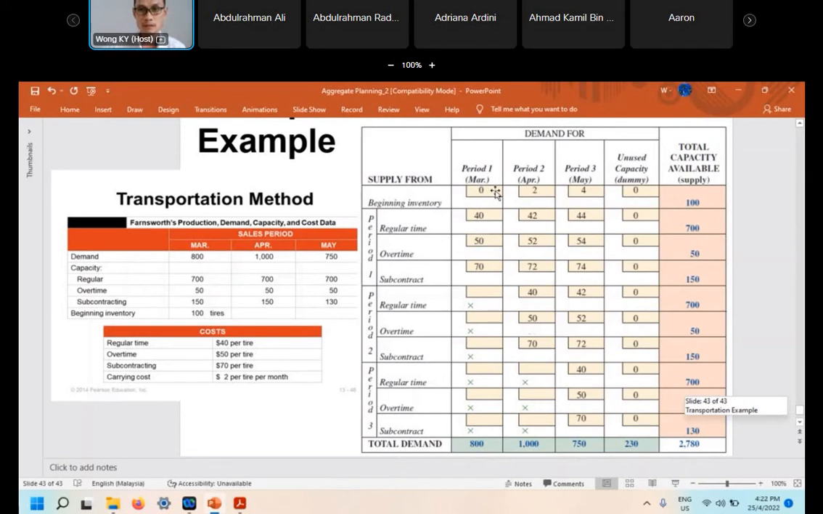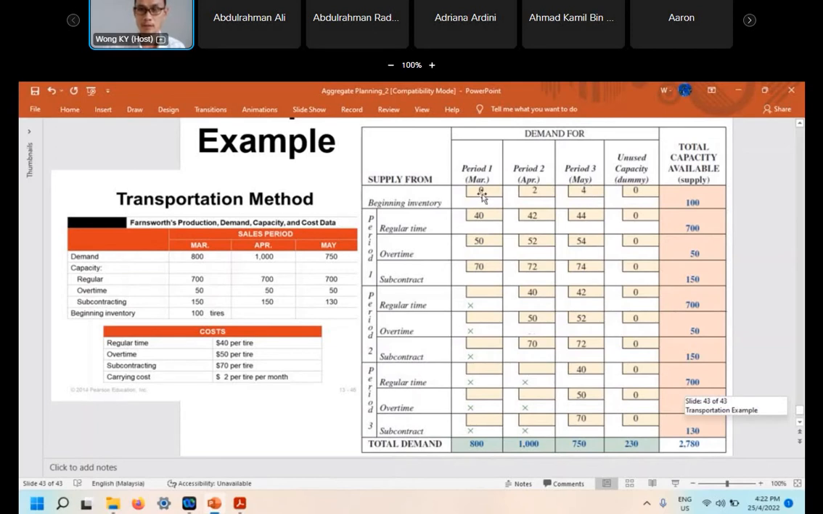And if we carried it to the next month, if we carried it for 1 month, then in April this is the holding cost involved: $2 per tire per month. And if we carried it forward to another month, to May, it means in total we have carried it for 2 months already, so the carrying cost will be $4 per tire.